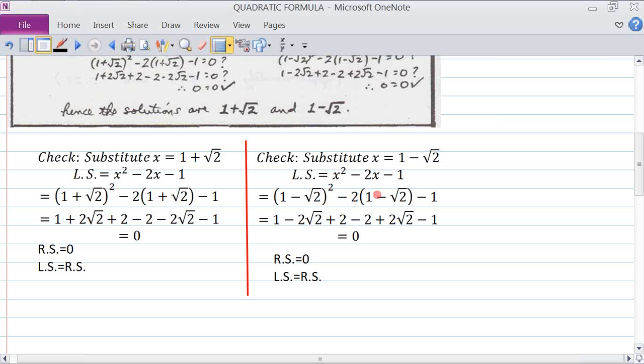And here minus 2 times 1 gives me minus 2, and minus 2 times minus 2 root 2 gives me plus 2 root 2, minus 1. And here again what happens is 1 plus 2 minus 2 minus 1 sums to 0, and the minus 2 root 2 and the plus 2 root 2 sum to 0. So the left side equals the right side.